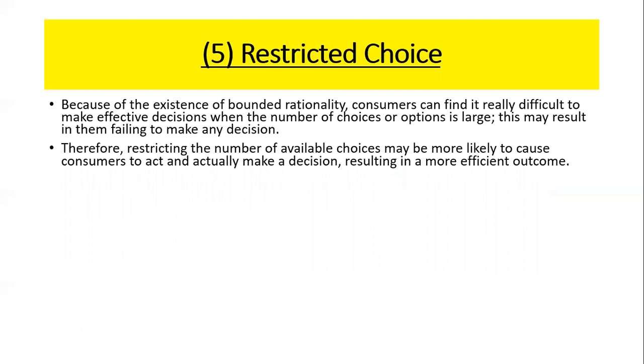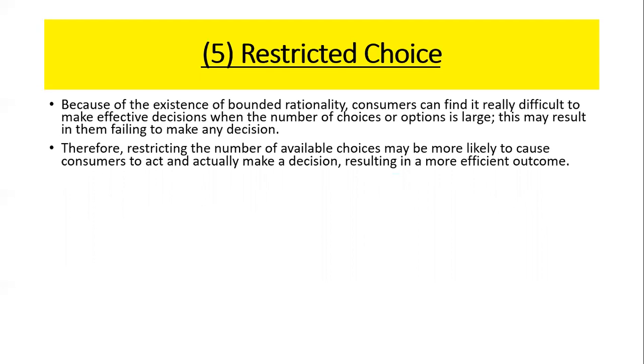Restricted choice. Because of the existence of bounded rationality, consumers can find it really difficult to make effective decisions when the number of choices or options is large. This may result in them failing to make any decision at all. Now, restricted choice, the clue is in the name. The individual still possesses a degree of choice, but the amount of options given to them has been restricted. Where they would have had 5 options before, they now only have 3. And that's designed to overcome the issue of choice overload.